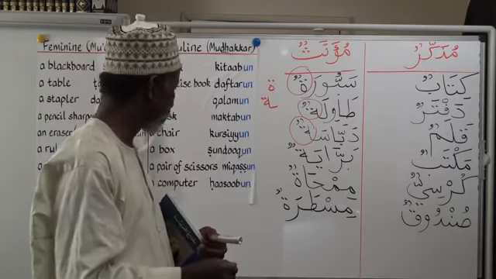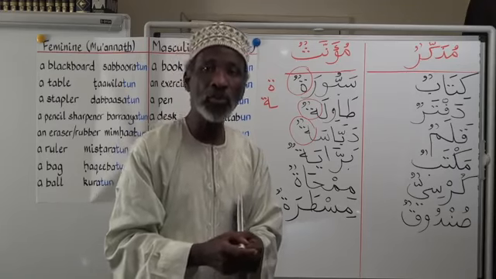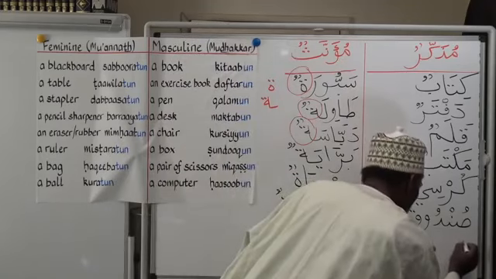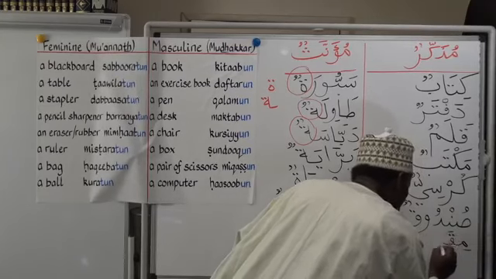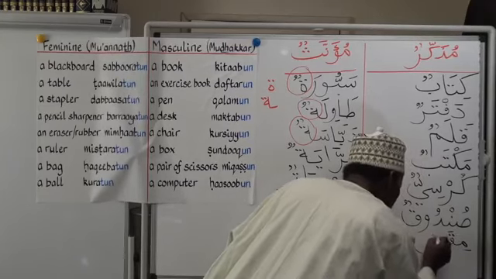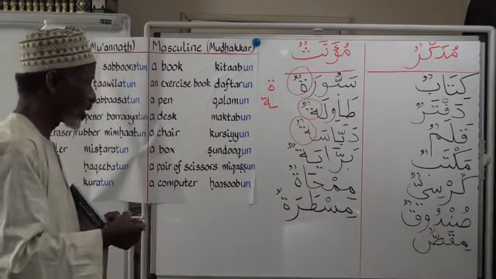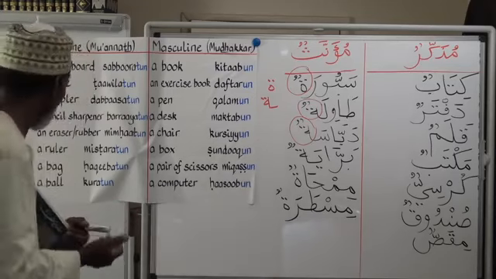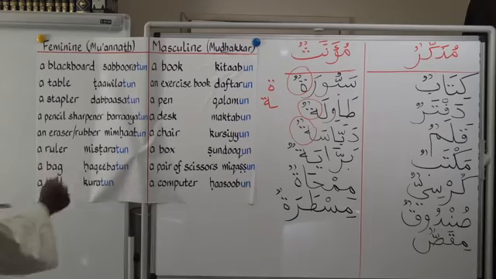Next, under our mudhakkar section is a pair of scissors. Miqassun. A pair of scissors. And under the muannath section, the next should be a bag.